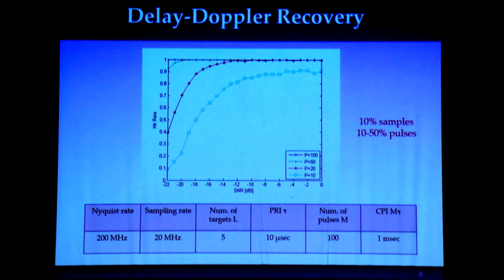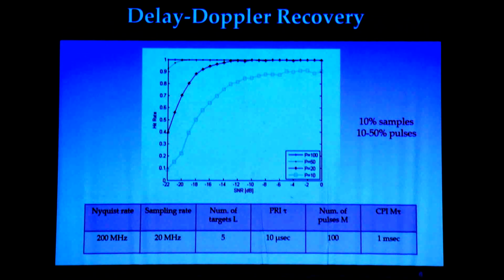So just some results. We see here delayed Doppler recovery using non-uniform pulses. We use 1/10 of the number of samples per pulse, and the total number of pulses here was 100, and we see different curves for different numbers of pulses: 50, 20, and 10. I said that this would help us reduce the time per target. So let's see that now.